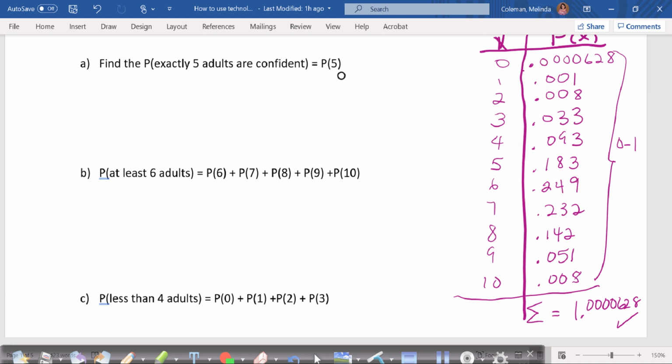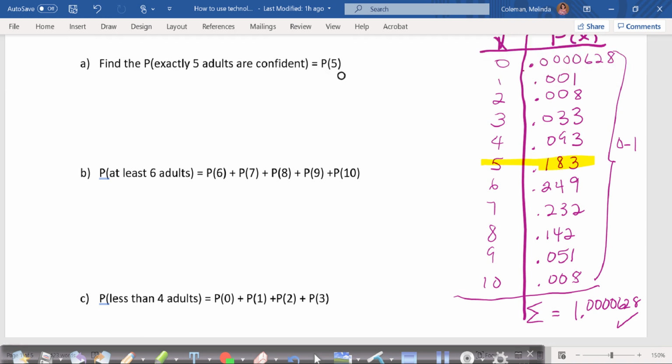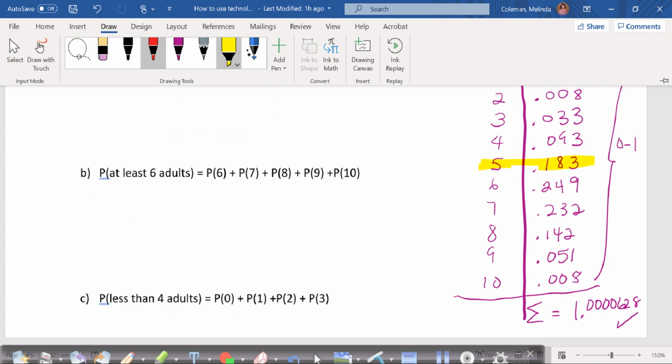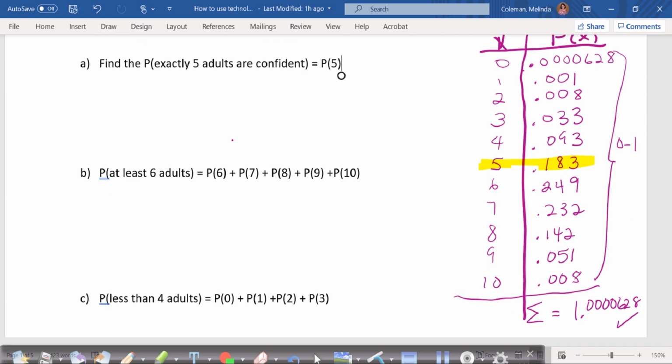Question A says, find the probability that exactly 5 adults were confident. Exactly 5 adults says simply, go to the line for 5, and here's my answer. So the probability of 5 is exactly 0.183. And I'm done.